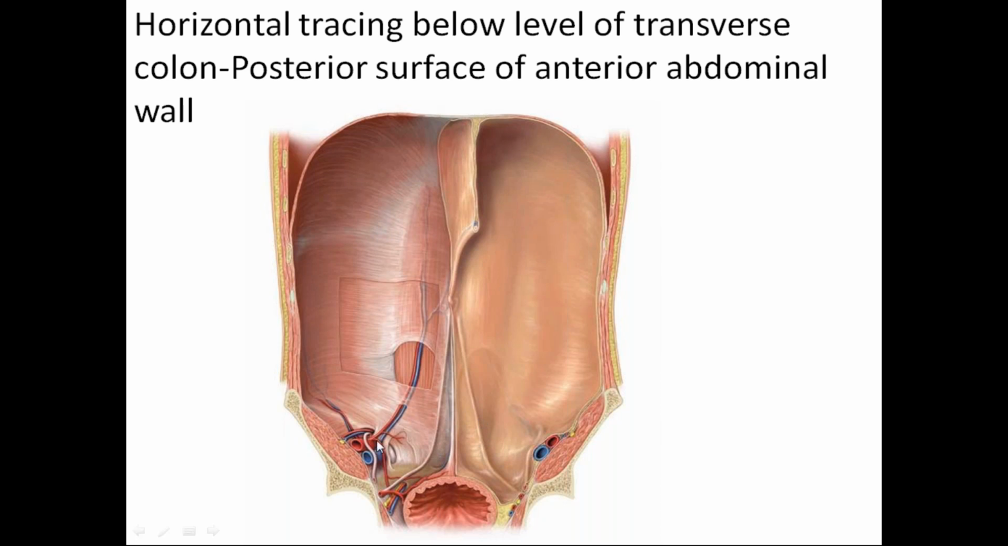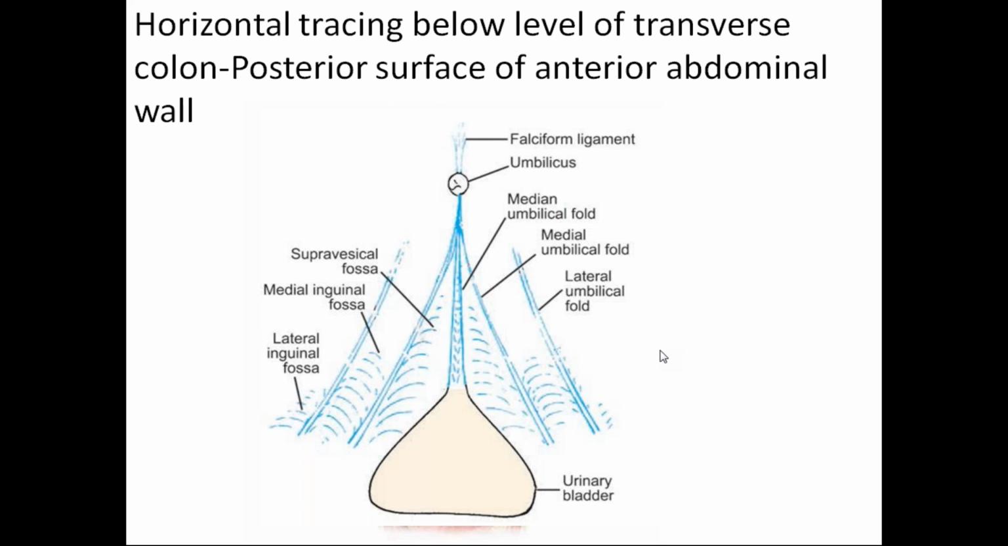Then lateral to that you can see lateral fold. This lateral fold is formed by the underlying inferior epigastric artery. Okay, so clear? Yes, ma'am. So you can see the folds in this picture. This is the median umbilical fold, medial, and this is lateral umbilical fold.